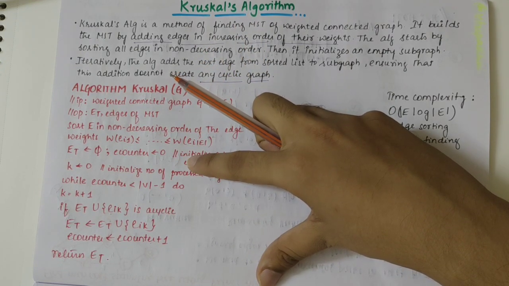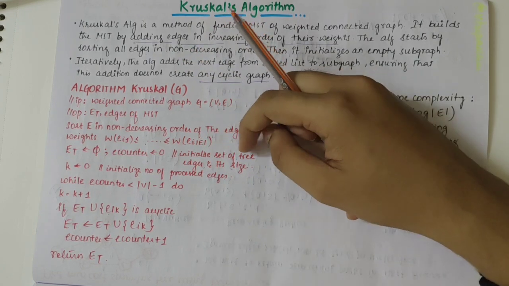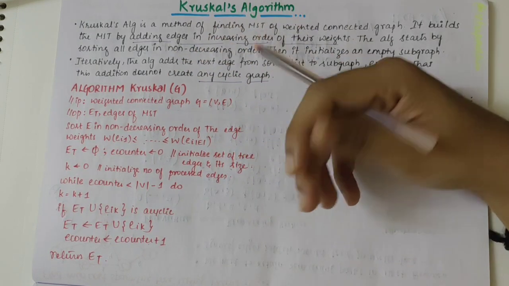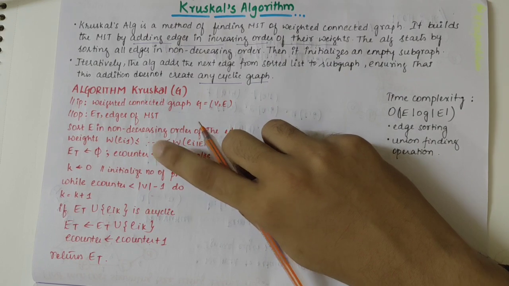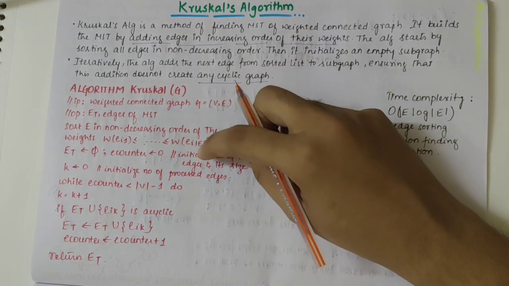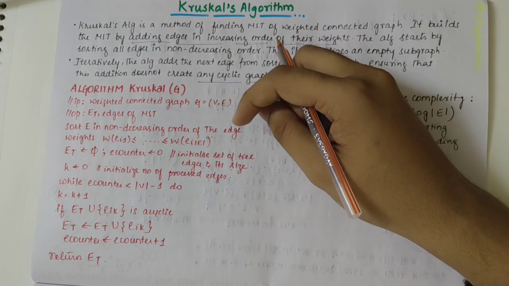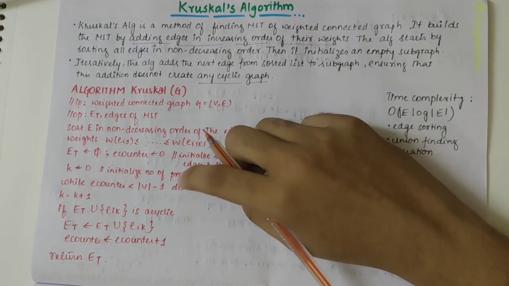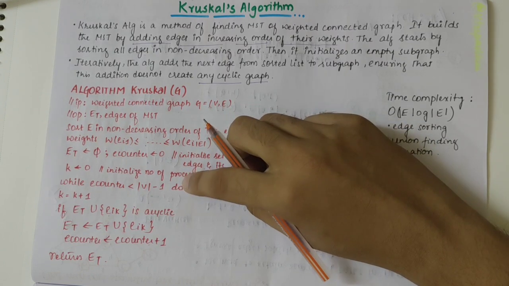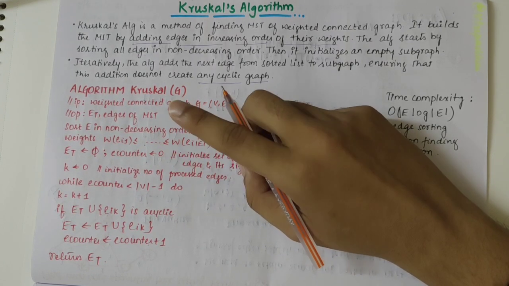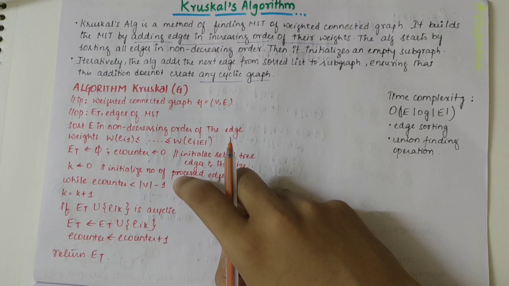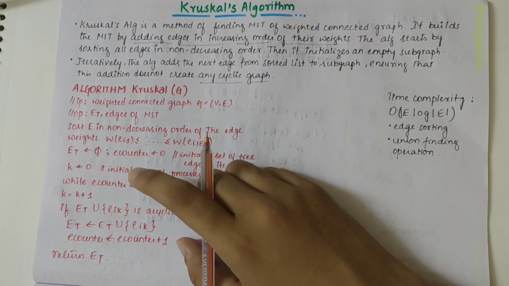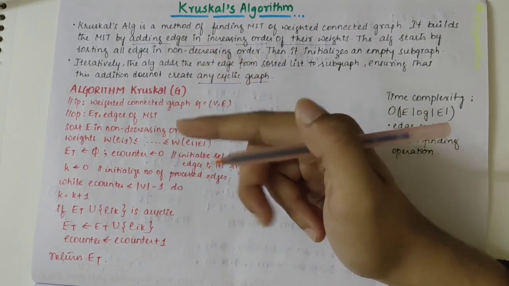Then we have E(T) equals 0 and E counter equals 0. That is, we are initializing the set of tree edges and its size to be 0. The E counter as 0 is to keep track of the number of edges which are being added to the MST. Then we have k equals 0, that is, initialize the number of processed edges to be 0. This k is used to iterate through the sorted edges list. Then we have the while condition, that is, we are looping while the number of edges in the minimum spanning tree, the E counter, is less than V minus 1, and a minimum spanning tree for a graph with V vertices should have V minus 1 edges, that we know. If this condition is satisfied, the k value would increment and move to the next in the sorted list.